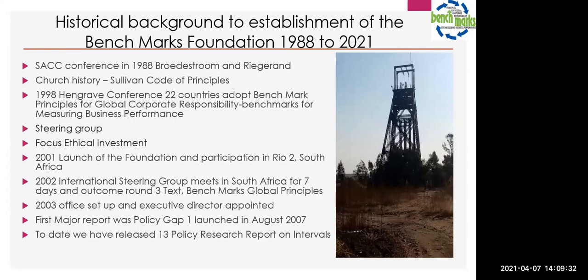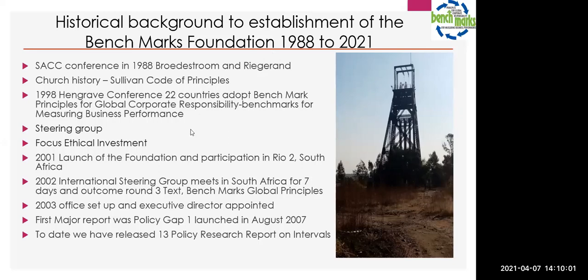And the first major report that was launched by the Benchmarks Foundation was in 2007, and one might wonder why. That's because there were a whole lot of things that had to be dealt with from the time of setting up to the time when we launched the first. There were a number of other smaller reports that were launched in between, but the first major report was launched in 2007. And to date, we have about 13 policy gap reports that we have produced as an institution.